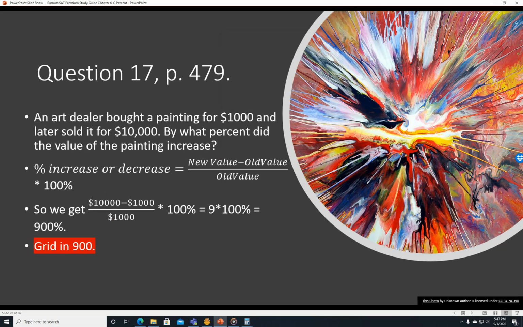Question 17, page 479. An art dealer bought a painting for $1,000 and later sold it for $10,000. By what percent did the value of the painting increase? So the percent increase or decrease is just going to be the new value minus the old value over the old value, as we've already done on a couple other problems here, times 100%. So we have $10,000 minus $1,000 over $1,000 times 100%, which is 9 times 100%, which is equal to 900%. So just grid in 900 and you're done.